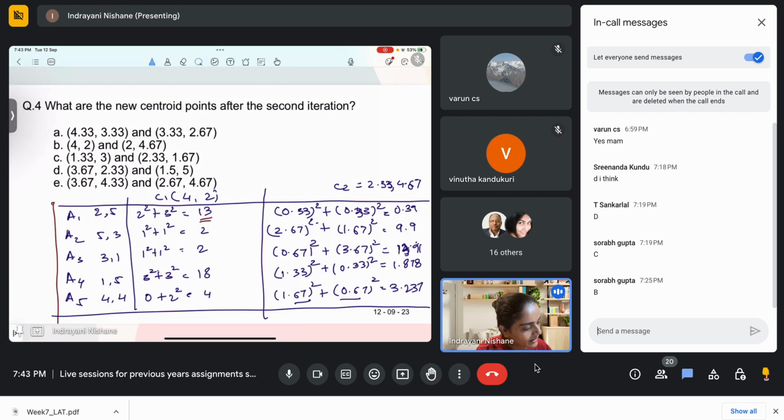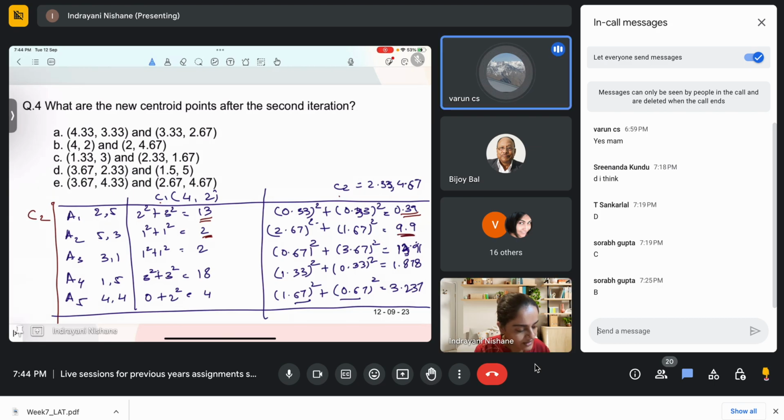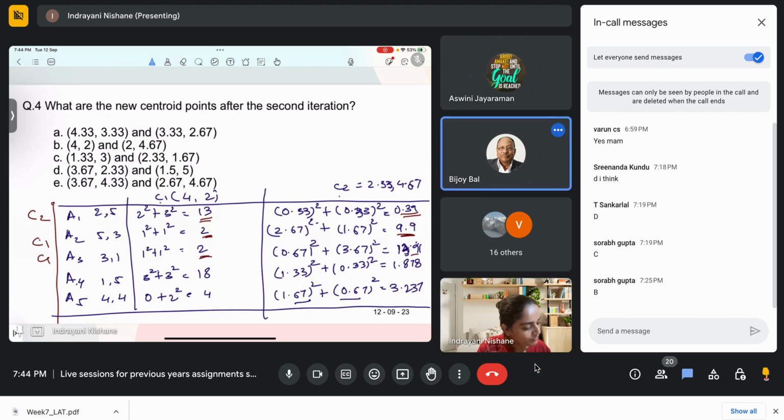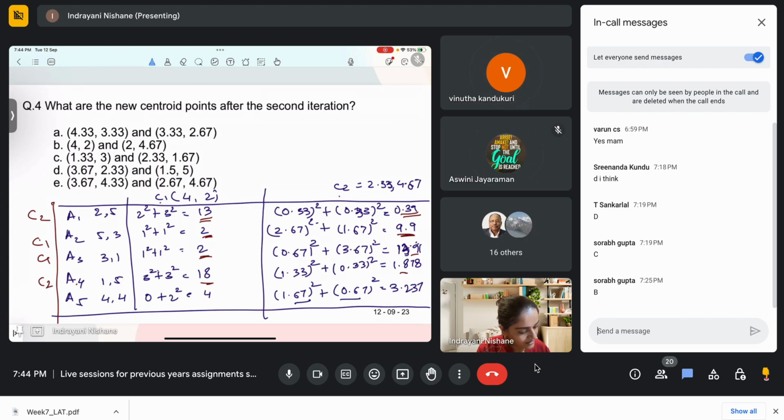So this is 13 and this is 0.39 something. So A1 will belong to which cluster, C1 or C2? C2. Right. Now A2 has distance of 2 and 9.9. So it will belong to which cluster? C1. Yeah. Now A3 has distance of 2 and 13.9. Now A4, C2. A5, C2. So we have found the clusters to be same, right?